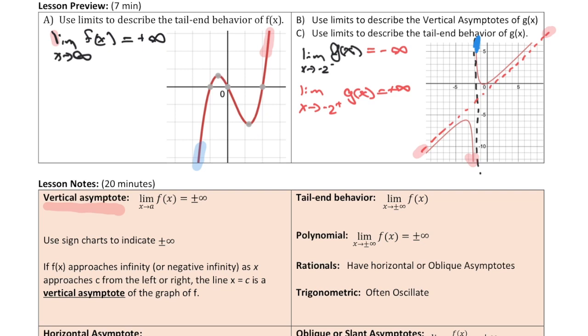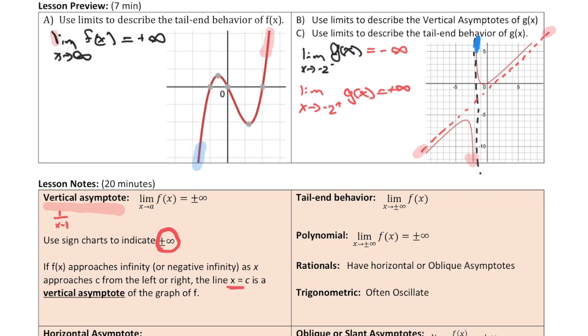You recognize a vertical asymptote because you have a non-removable discontinuity, or you're dividing by some sort of zero in your denominator. Now you can use a sign chart in order to figure out if it's positive or negative infinity. And as f of x is approaching infinity, from the left to right, the line x equals c is going to be that vertical asymptote.